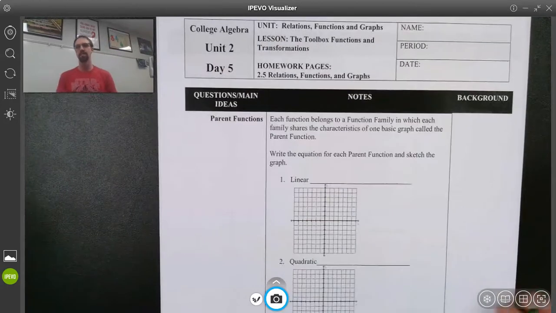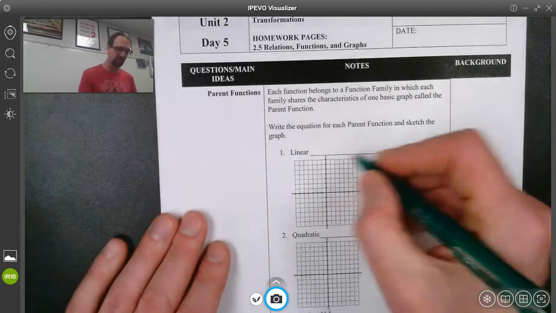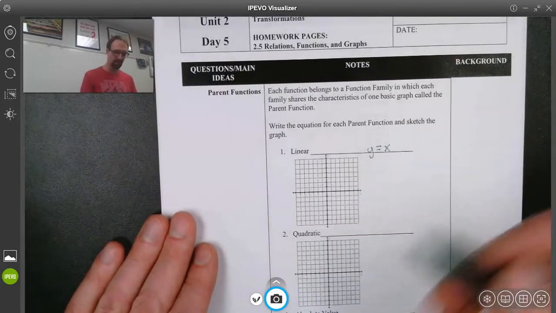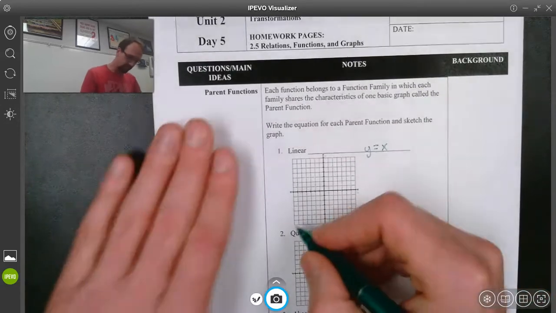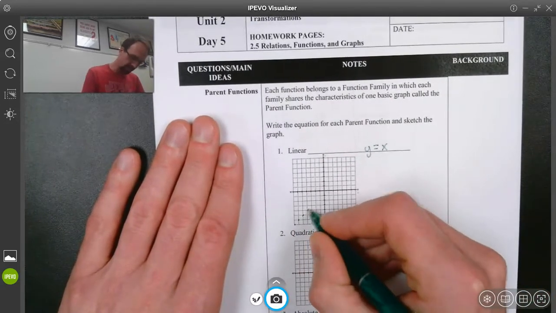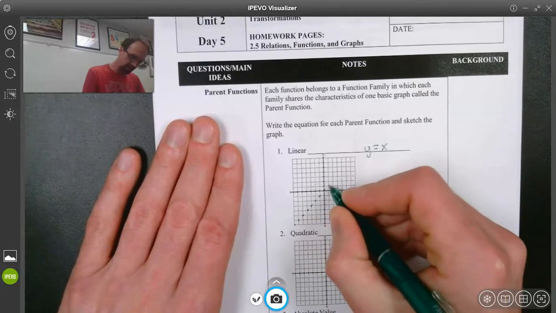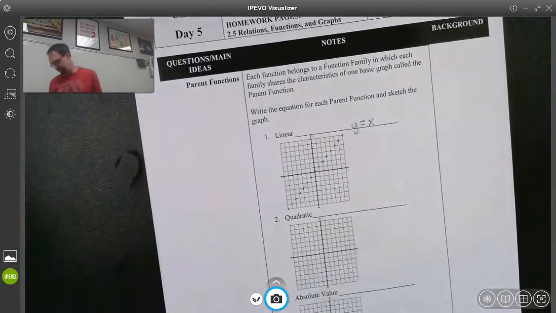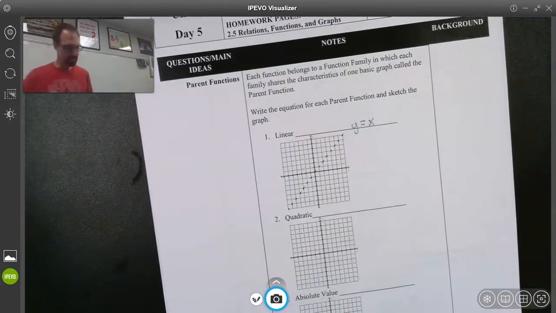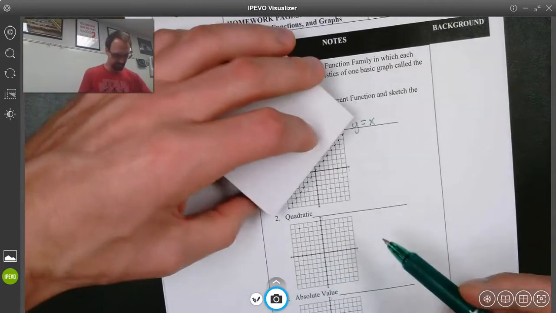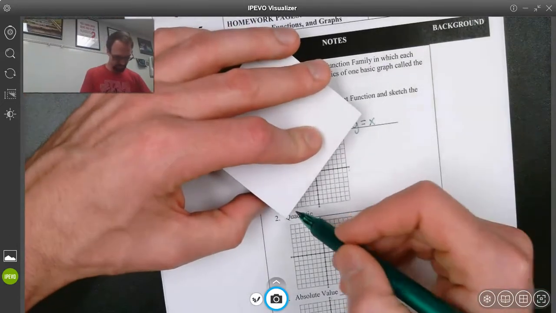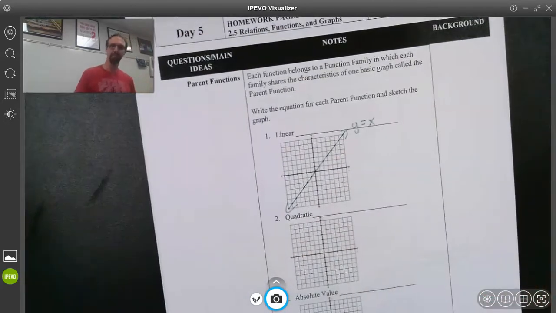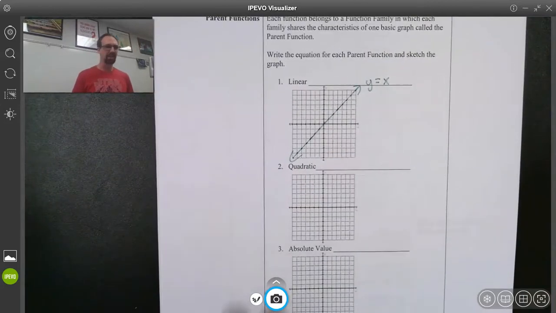So it says write the equation of the parent function and sketch the graph. A linear parent function is just going to be y equals x. And if you think about that, that's going to be a diagonal line that goes through the origin. So if I think about the points that are involved with this, y equals x, it's going to look something like this. Looking for my straight edge. Here we go. And just doing a quick sketch. There we go. So there's the graph. That's an example of that one.